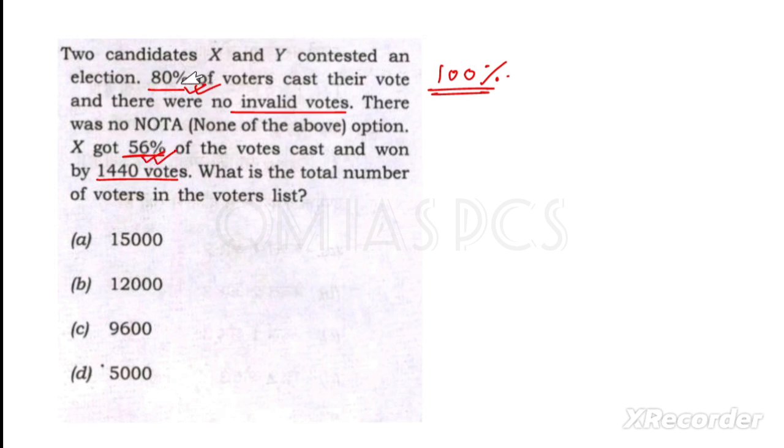56% of 80, not 100. Okay, is it clear? We have to calculate with respect to this 80%. So we can say x is equal to 56% of 80% of what? Total voters, we have to find the total number of voters. So 80% of total voters, that is x. Clear? Okay, so what is the value of y?